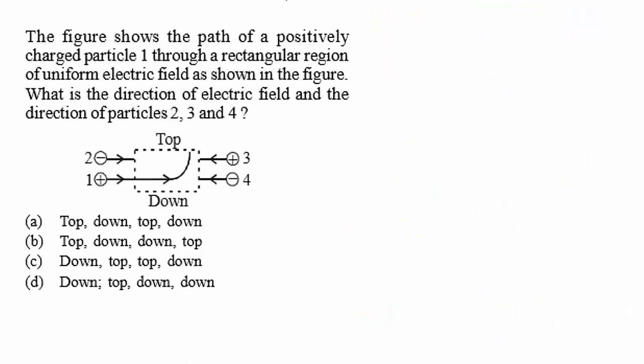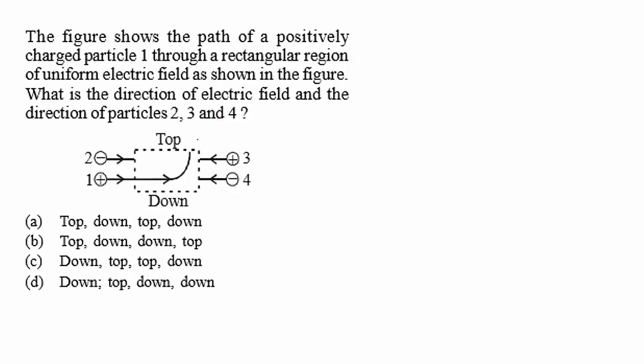The figure shows the path of a positively charged particle 1. So this is the particle 1. It shows the path of a positive charged particle, which means it is moving in this direction, in the upward direction, through a rectangular region of uniform electric field as shown in the figure. What is the direction of the electric field and the directions of particles 2, 3 and 4?